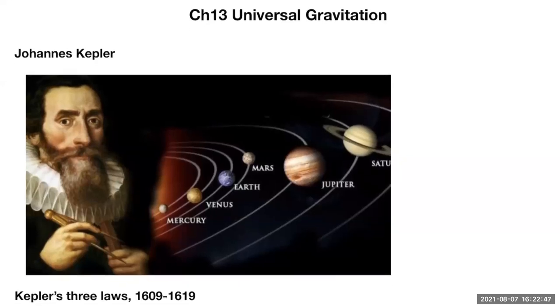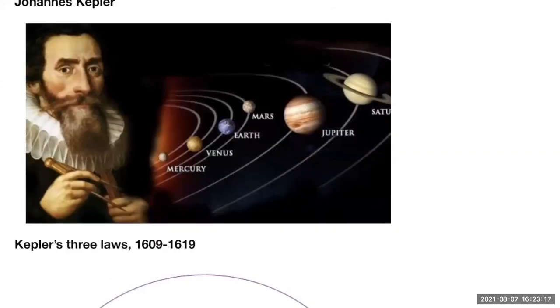We start with the story of Johannes Kepler. Kepler spent many years observing the motion of the moon around the Earth and the motion of the visible planets around the sun. And he summed up his many years of observation into three laws, known today as Kepler's three laws. They were published between the years 1609 and 1619.